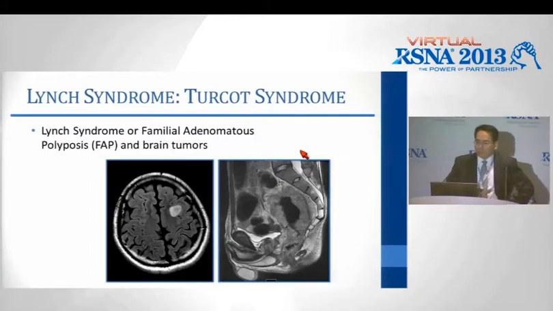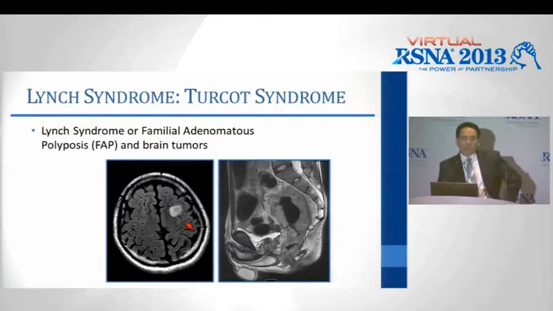Turcotte syndrome consists of patients who have both a brain tumor and either Lynch syndrome or familial adenomatous polyposis. The brain tumors are usually glioblastoma in the setting of Lynch. This patient turns out to have a low-grade astrocytoma in the left frontal lobe at the age of 29, and then a year later developed a locally invasive rectal cancer. You can see here on sagittal T2.